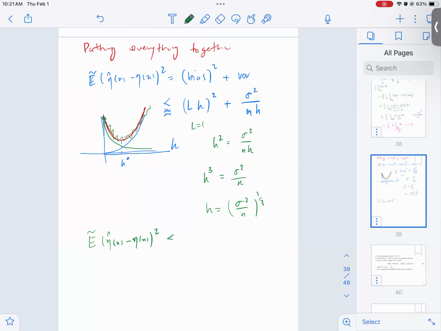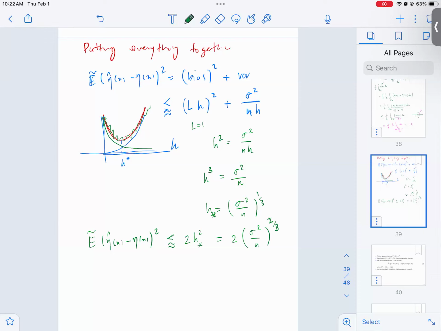It would be less than or equal to approximately, so the first term is h squared, the second is sigma squared and h, and both would be the same, so it would be roughly 2 times h squared. Let's say this is h star. So I get roughly 2 sigma squared over n to the 2/3. With this choice, it's going to go to 0. So it's an optimal choice.